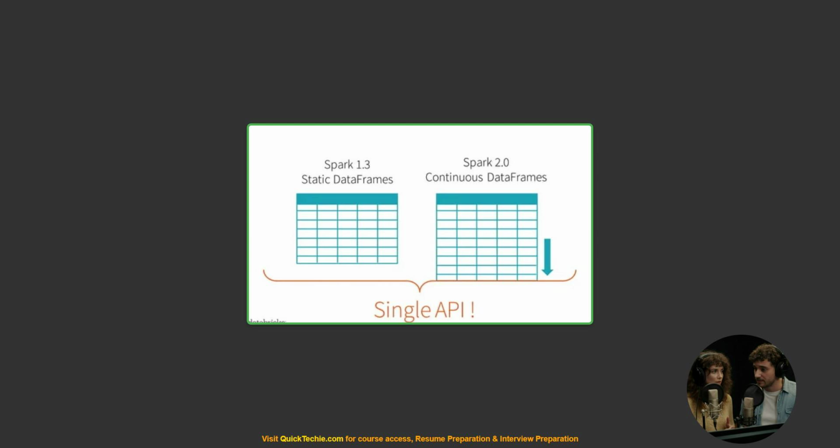The image. The image under Spark 2.0 is similar to the 1.3 image, but with a crucial difference: the downward arrow. This arrow symbolizes that new data is continuously being appended to the data frame, like adding new rows to the bottom of the table in real time.